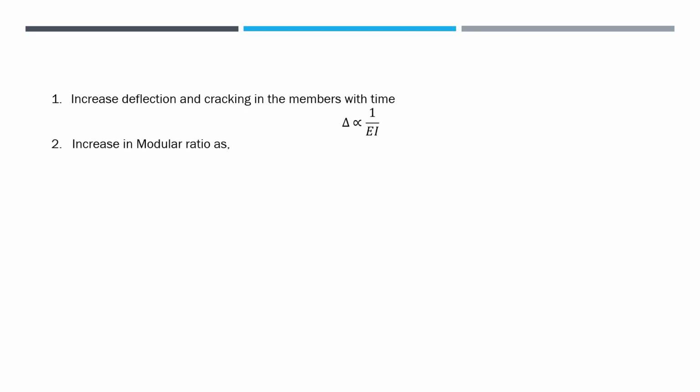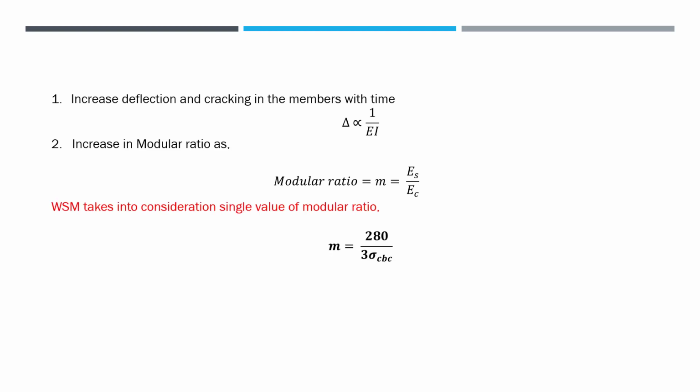Secondly, as modulus of concrete changes, the modular ratio also changes with time. Therefore, WSM, which takes a single value of modular ratio, does not represent the true strength and behavior of concrete members. Now, it's time to discuss something about modular ratio.